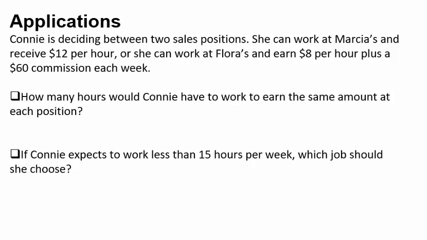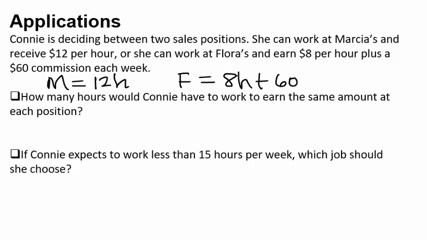So we'll write two formulas. One will say M for Marsha's is equal to 12H, where H is the number of hours worked. And the next one is F is equal to $8 per hour, so 8H, plus a $60 commission, so we'll say plus 60.